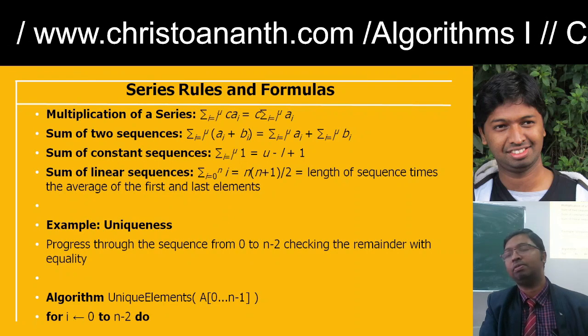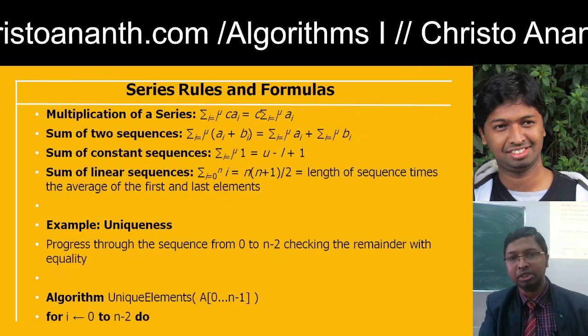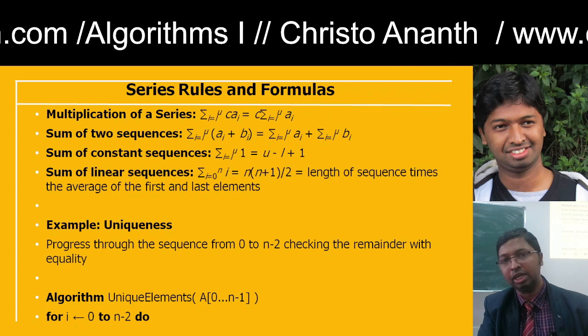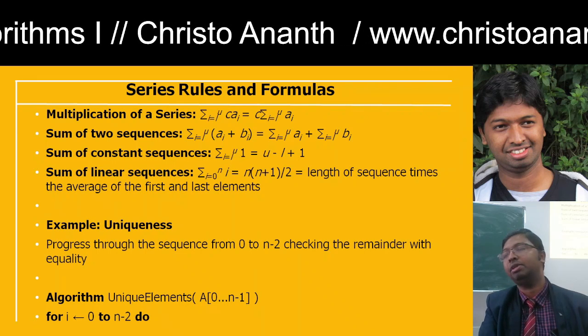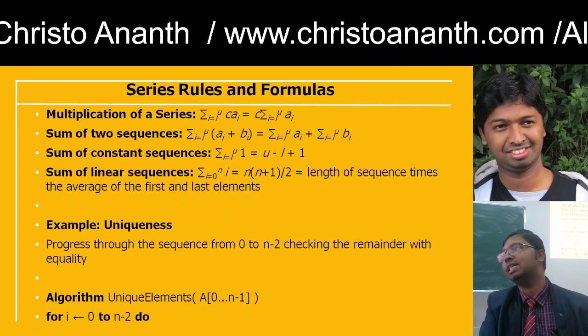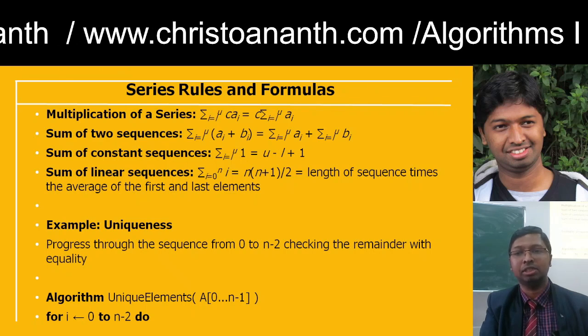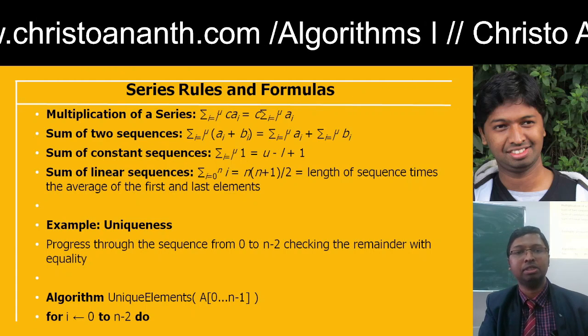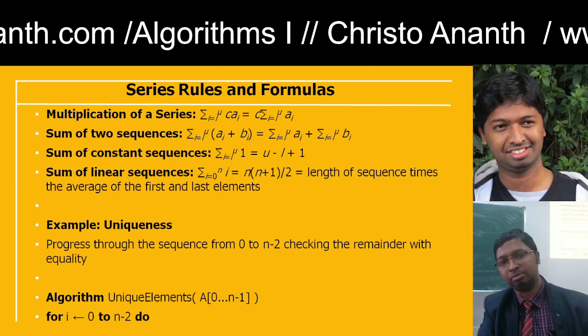Then you will have the sum of linear sequences. Summation i equal to 0 to n of i equals n into n plus 1 by 2. This is nothing but the summation value. It is actually the length of the sequence times the average of the first and last elements.